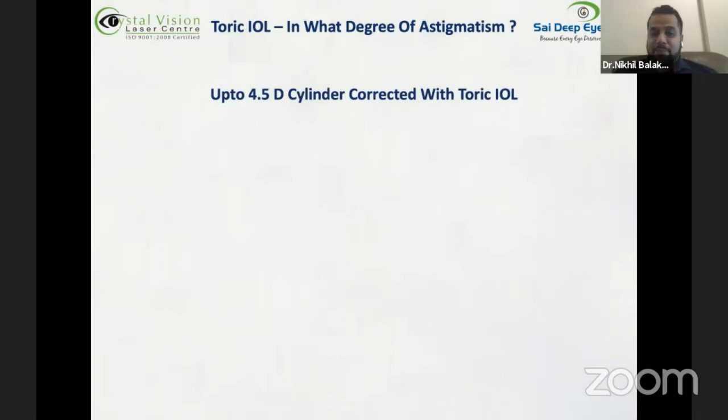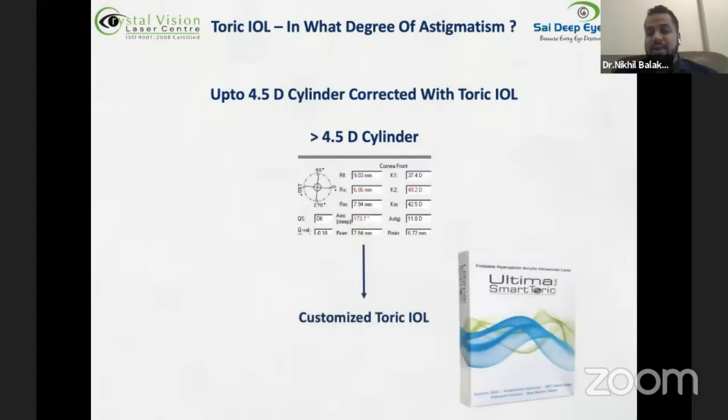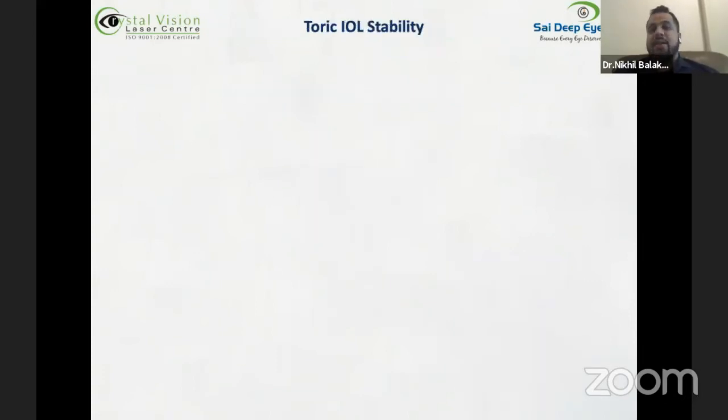So usually all the different companies correct up to 4.5 diopter cylinder with a toric IOL. That is the T9 version, which is mostly the highest. Over and above that, you need to customize your IOL. The Ultima group and the Acreol group can customize a toric IOL for high degrees of astigmatism too. Here we see a patient of almost 12 diopters of astigmatism. You can get a customized IOL and the patient does well with that.